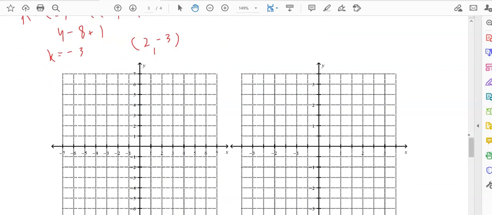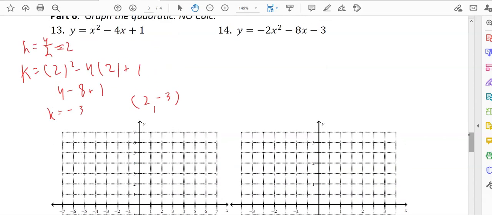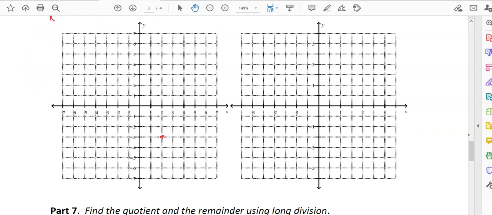So now I think I can probably graph this. 2, -3 is right here. The A value is 1, which means this is a pretty normal parabola. It's going to go over 1, up 1, over 2, up 1, 2, 3, 4, over 2, up 1, 2, 3, 4. Axis of symmetry, the equation is x equals 2, if that was asked, I'm not sure. And you got your problem.